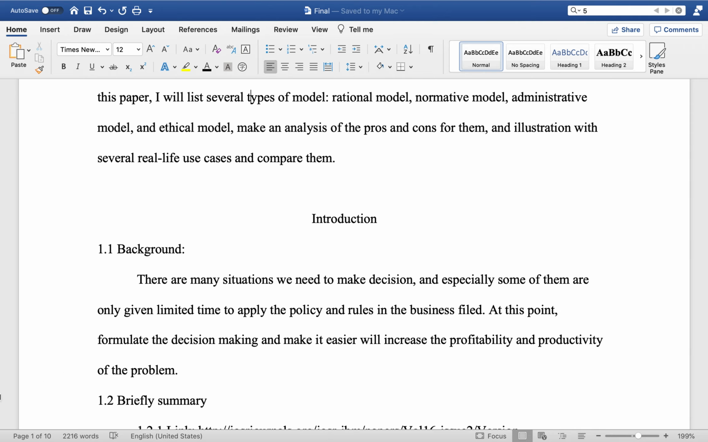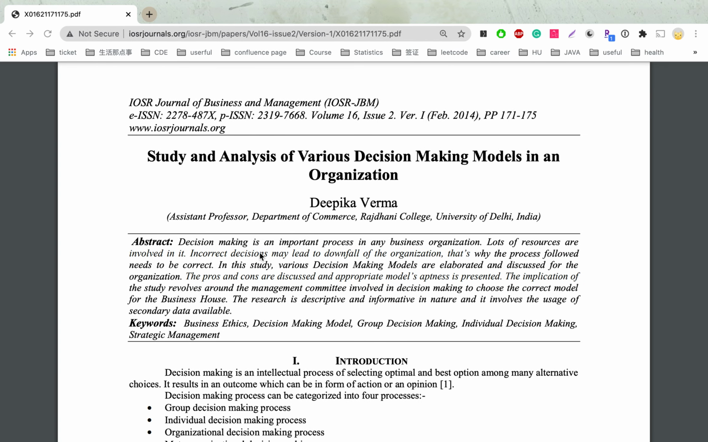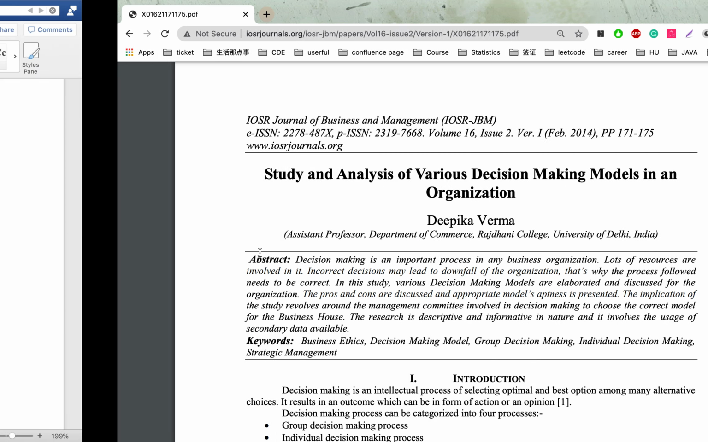some of them are only given limited time to apply the policy and the rules in the business field. So at this point, formulating the decision making and making it easier will increase the profitability of the problem. The reference I choose is this paper. The name of this paper is Study and Analysis of Various Decision-Making Models in Organization.